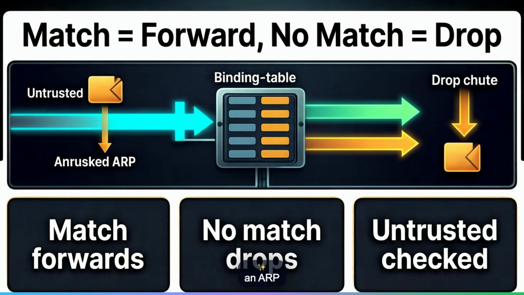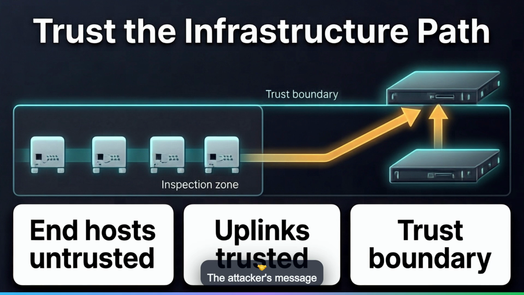If PC2 sends an ARP reply claiming, I am 10.0.0.1, but the binding table says PC2 owns 10.0.0.7, DAI drops it before PC1 ever updates its ARP table. The attacker's message never becomes a trusted neighbor entry.